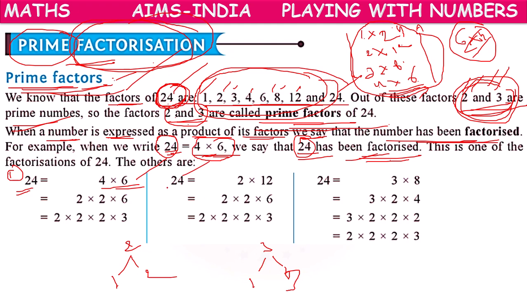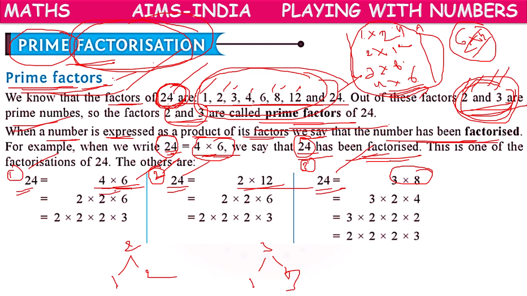But 24 can also be written as 2 into 12. It is also factorization but second type. 24 can also be written as 3 into 8. It is also called factorization, third type. Like that, we can do factorization in different ways.